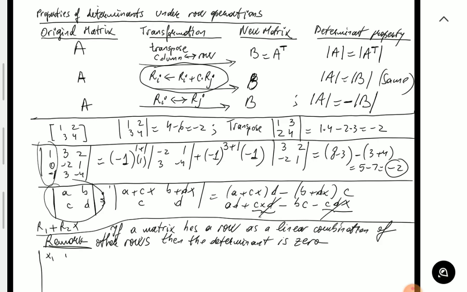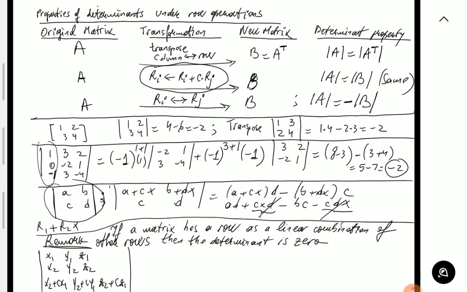So let's say you have, for example, a matrix with 2 distinct rows. I'm going to call them x1, y1, z1 and x2, y2, z2. And I'm going to make the third row a combination of the first two. I'm going to make it x2 plus cx1, y2 plus cy1, z2 plus cz1. So basically, I made it so that the third row is row 2 plus c times row 1.